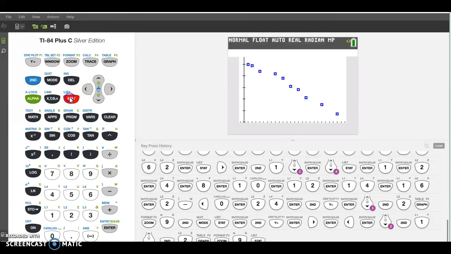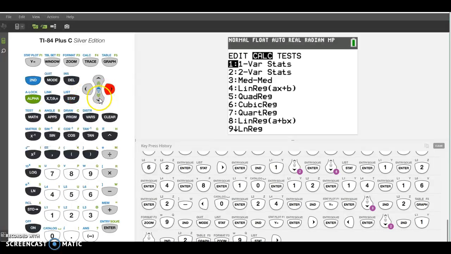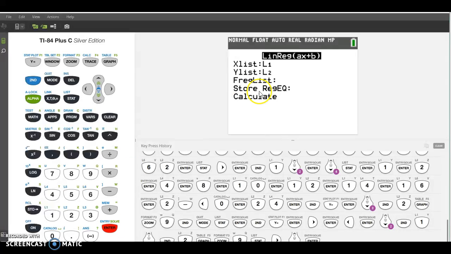So let's go back to your stat button. Let's go over to calc and go down to number 4. You can use number 8, same thing. Make sure it has list 1 and list 2. If it does not, you're going to do the same thing like we just did: second 2 for L2, or second 1 for L1. You don't need anything for your frequency list. Don't need anything for your storing. We're not storing it just yet. And go down to calculate.